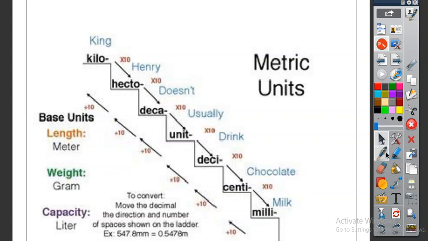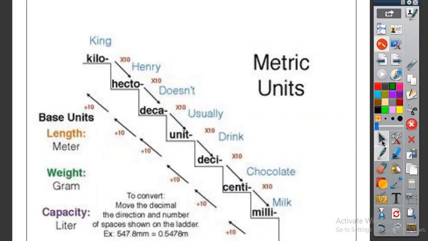And here for the unit, we said that the unit might be meter or gram or liter. So when the unit is meter, we will say kilometer, centimeter, millimeter. When the unit is gram, we're going to say kilogram, milligram. When the unit is liter, we will say kiloliter, milliliter, and so on. So the word unit can be substituted with another unit.